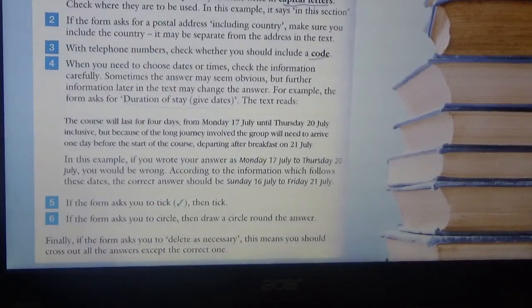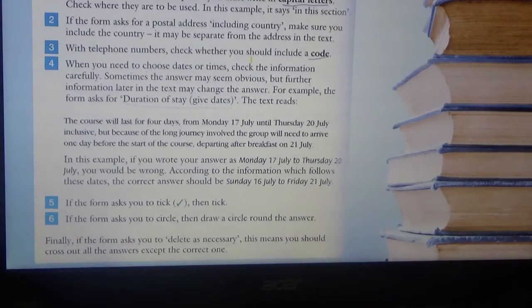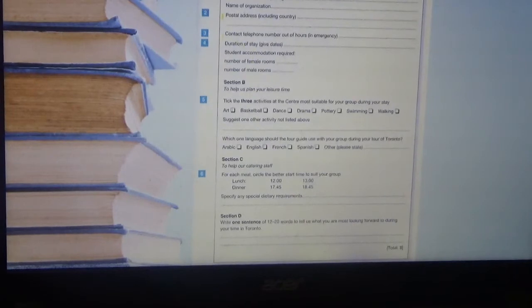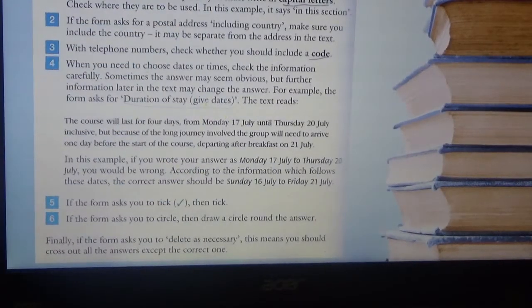Now the third one is, with telephone numbers, check whether you should include a code. Here, contact telephone number in case of out of hours emergency. Before this, we mentioned including the country for your postal address. So the fourth one will deal with how we should answer or take note of the fourth part.